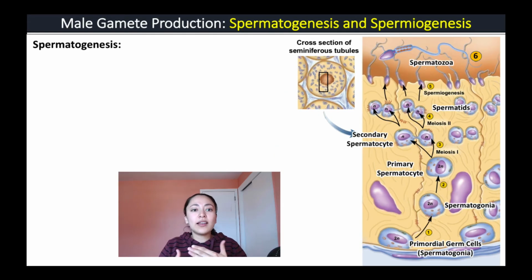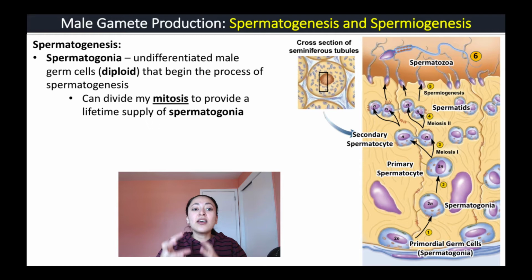So let's begin to look at the actual process of spermatogenesis. Spermatogenesis begins with those germ cells called spermatogonia, and these are diploid cells, again, in the periphery of the seminiferous tubules. And these spermatogonia, or germ cells, can actually divide or clone themselves through mitosis, and this provides a lifetime supply of spermatogonia in males and is why they can produce sperm their entire life. So here you can see a spermatogonia. It underwent mitosis to create more spermatogonia. Some of these spermatogonia will actually develop into sperm.